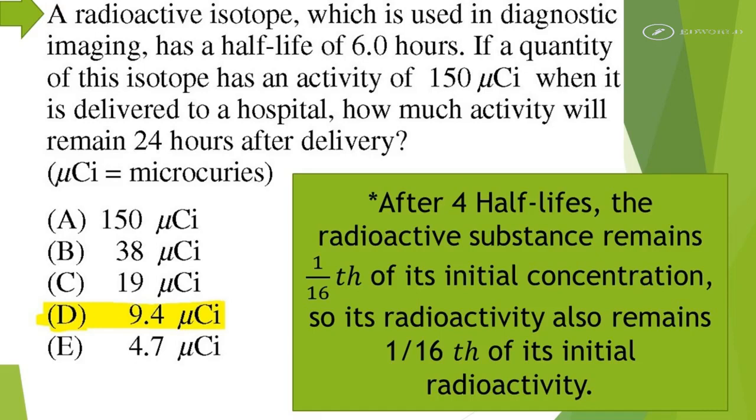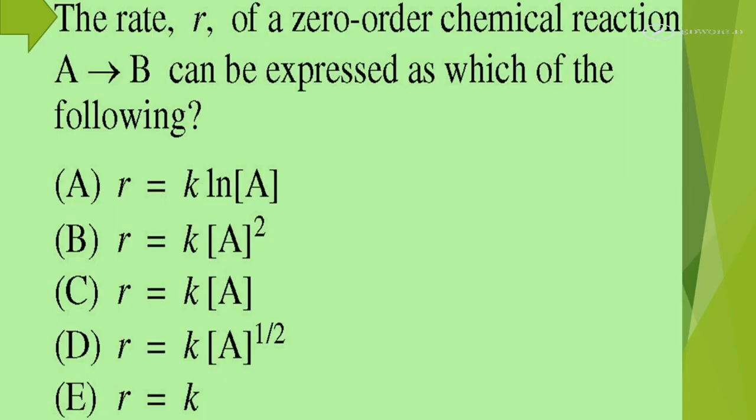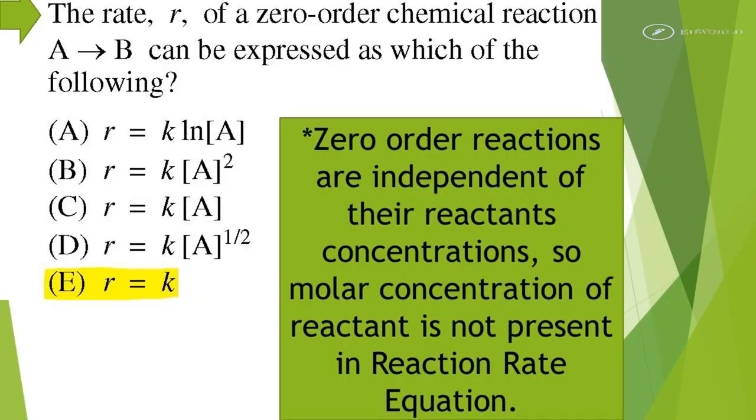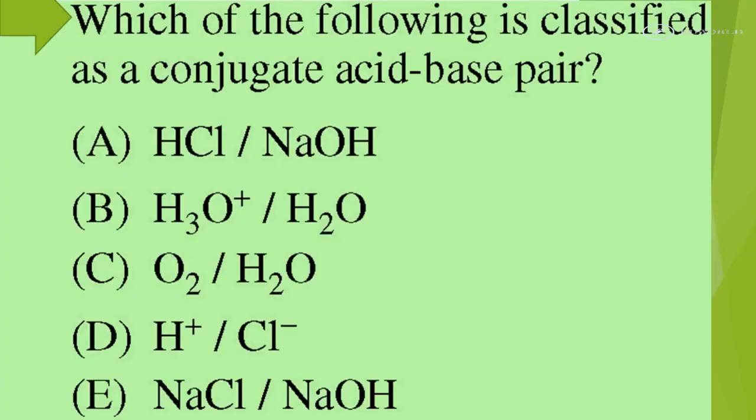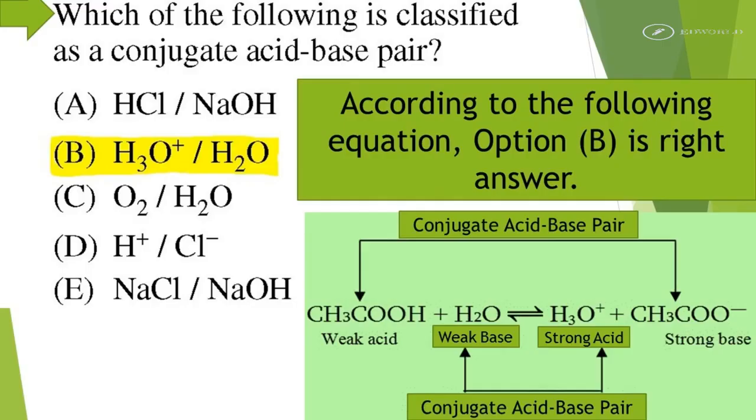The rate, R, of a zero-order chemical reaction A to B can be expressed as which of the following? Zero-order reactions are independent of their reactants' concentrations, so molar concentration of reactant is not present in the reaction rate equation. Which of the following is classified as a conjugate acid-base pair? According to the following equation, option B is the right answer.